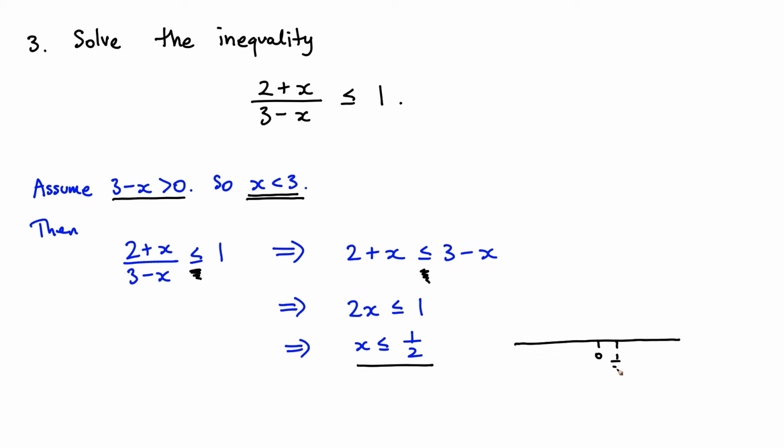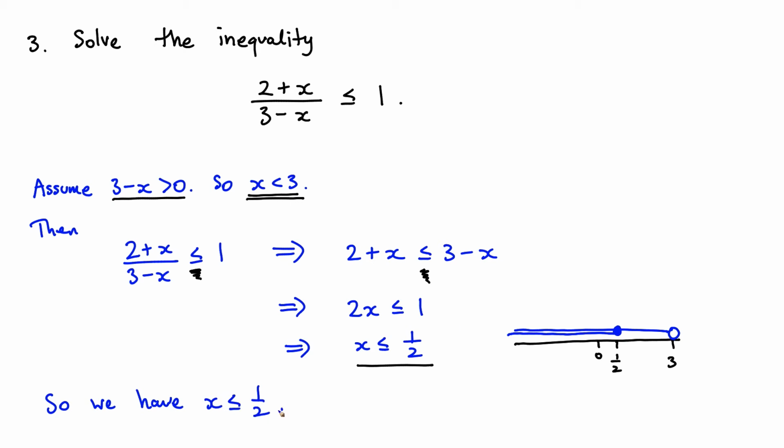If this is 1/2 and here is 3, our assumption was anything less than 3, not including 3, is fine. And eventually we got that x must be less than or equal to a half. So I fill in the dot because it can be equal to a half. And so basically we want the intersection of these two, the common part of these two lines. And so we need x less than or equal to a half. So we have x less than or equal to a half.